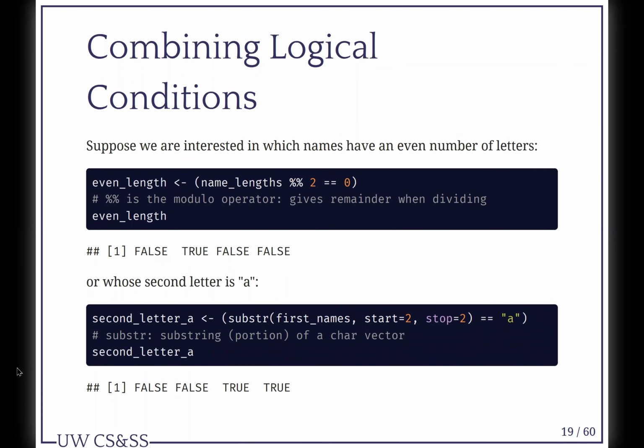Or let's say we wanted to know for which names the second letter is the letter A. So we assign to our second letter A object. Here I use the substring function. This lets you cut down text using the position in the text. So I use substring on the first names, and I start with the second character and stop on the second character, and then test if it is equal to the letter A. And that's not true for Andre and Beth, but it is true for Carly and Dan.